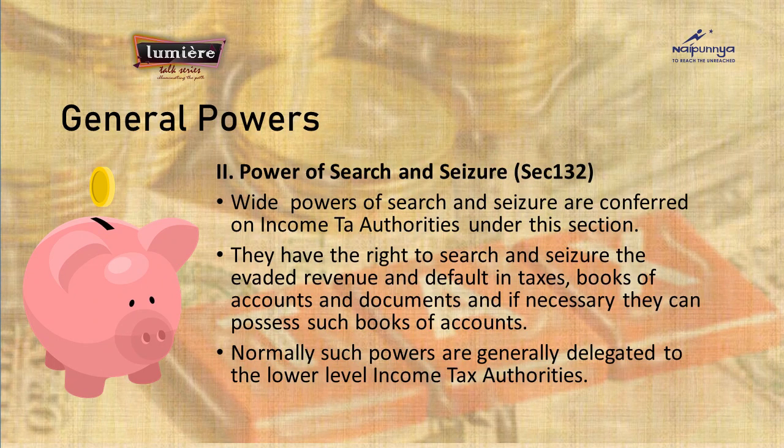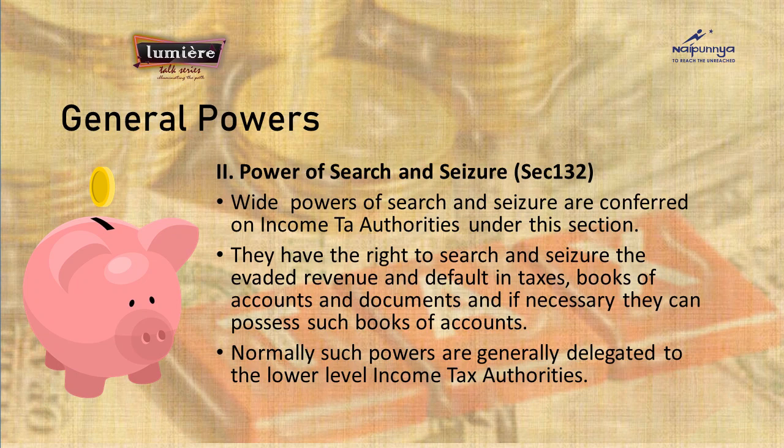And the next general power is power of search and seizure, section 132. And here the income tax authorities are given wide powers for the search and seizure, and they have the right to search and seize the evaded revenue. They can find out the defaulted tax, see the books of accounts and documents, and even the authorities have the power to possess such books of accounts if they find any default in the accounting system, or if the assessee evaded any revenue. And normally such powers are delegated to lower level income tax authorities.